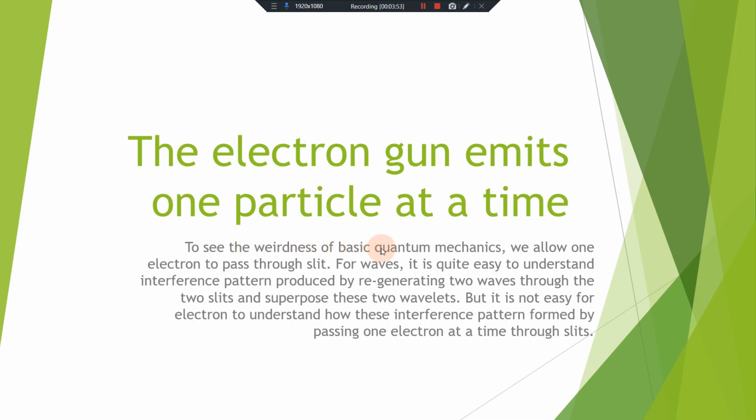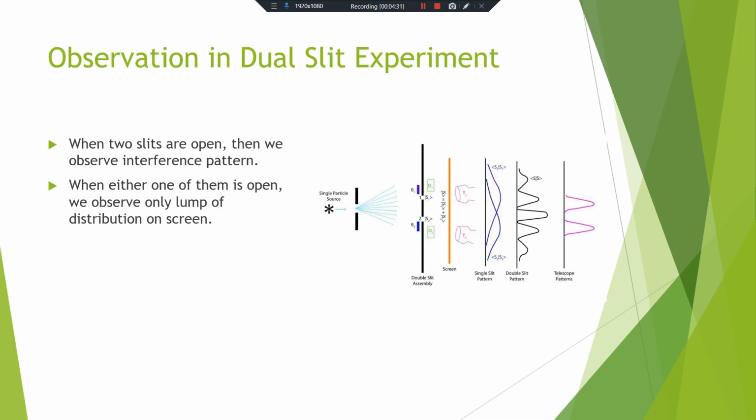To see the essence of basic quantum mechanics, we allow one electron to pass through the slits. For waves, it is not difficult or problematic to understand how they produce this interference pattern. But how does one electron at a time pass through the slits and yet an interference pattern appear? That is extremely counterintuitive.